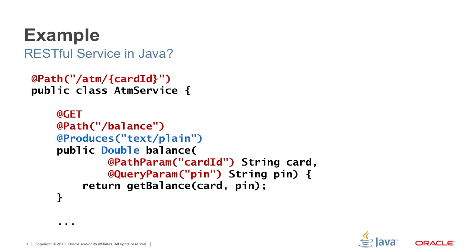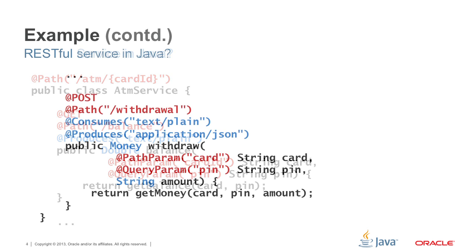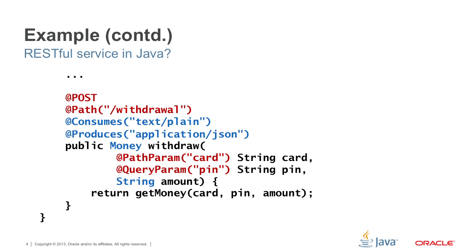The first method we have is balance. The method takes two parameters. The first parameter is what we call a path parameter, and the second one is what we call a query parameter, namely a card ID and the PIN. We're using these two parameters to retrieve the balance of a particular ATM card. So in this next slide, we see the other method, which is the withdraw method.